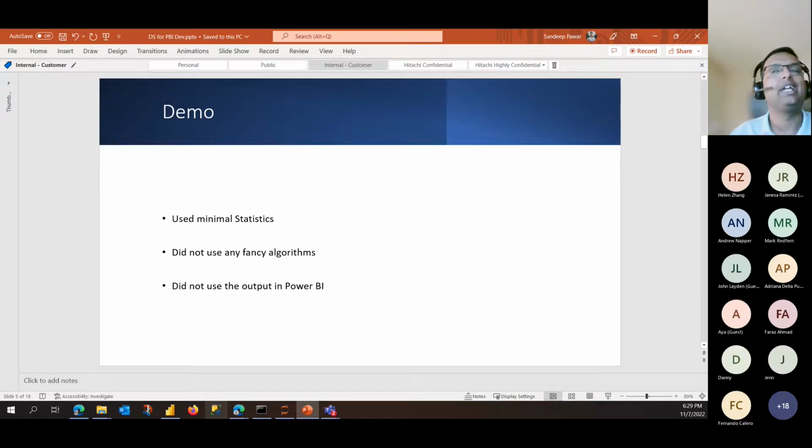What I call this is enriching your Power BI reports with the insights that you get out of the data science workflow that we just looked at. You don't have to use a ton of different statistics, fancy algorithms, and know a ton of different statistical concepts. What you have to do is use a different approach to looking at the data. Now, like I said, unfortunately, Power BI is not a tool where you can use that approach.